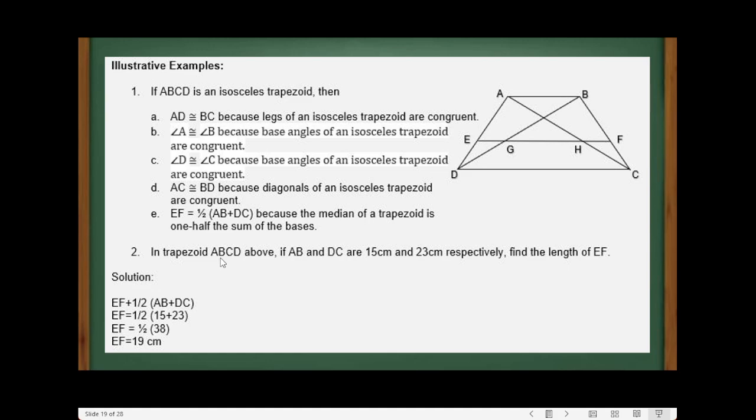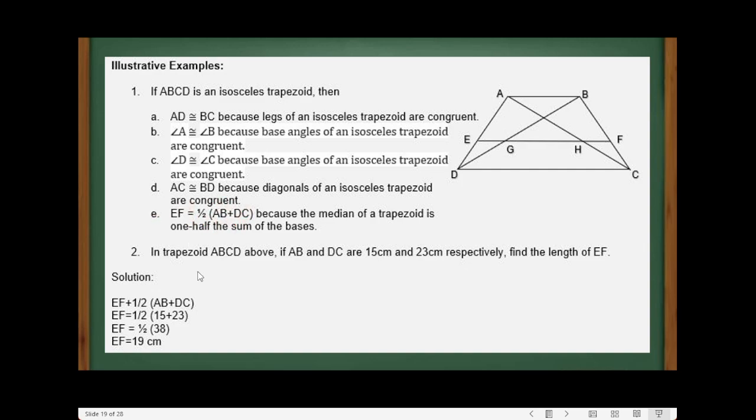Now, for illustrative example number 2, in a trapezoid ABCD, which is this one, if segment AB and segment DC are 15 and 23 centimeters respectively, so we are referring to these two bases with given lengths. For AB, that is 15 centimeters, and DC is 23 centimeters, the lower base. Now, how do we compute the length of the median segment EF? So basically, we have the formula, which is already stated in letter E, this one.